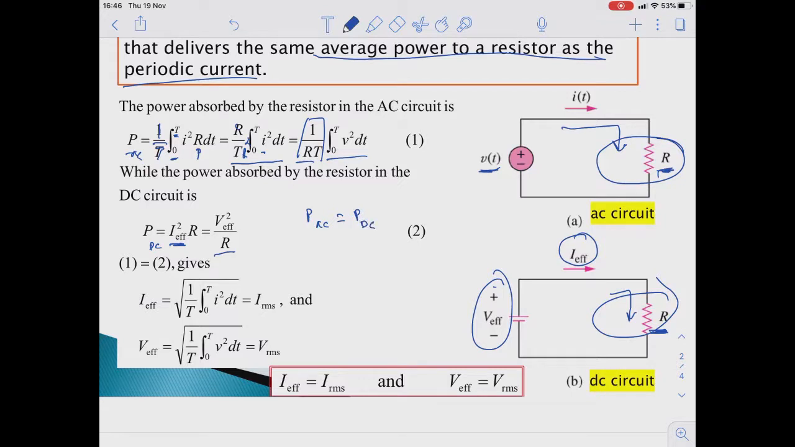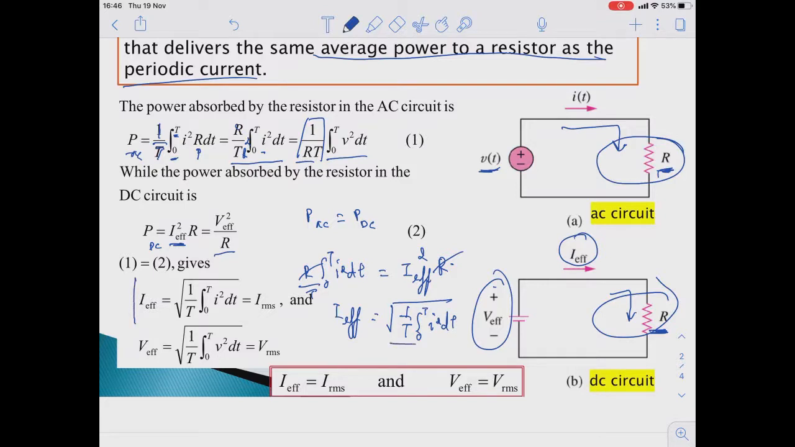P DC. So it means that, for example, in terms of I, integrate 0 to T I square dt R over T must be equal to I effective square R, and we have the same term. So it means that I effective equals the square root of 1 over T integrate from 0 to T I square dt.